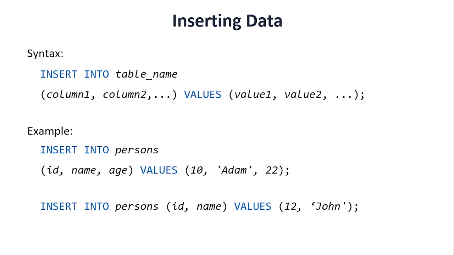So let's see an example of how we can insert a record or a row into the persons table we just created. We are going to write it as insert into persons, and within brackets ID, name, age, the 3 column names, and values are going to be 10, Adam, and 22. You can have whatever values you want.